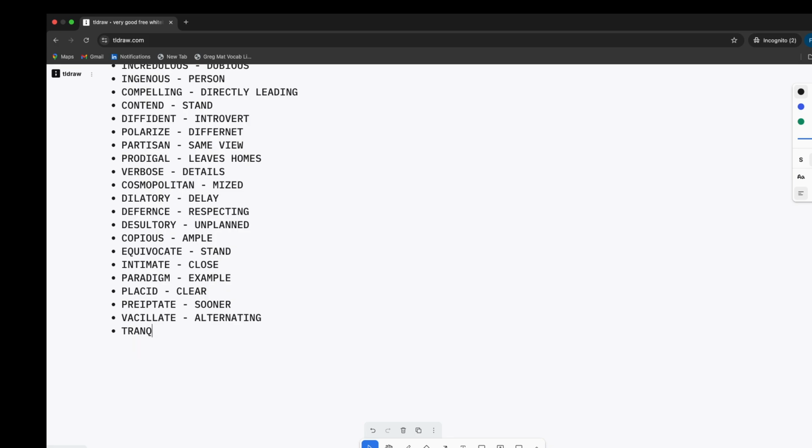Tranquilizers are given to calm the animals, right? So basically, it's calm. Scrupulous is someone who thinks a lot and does things very orderly, a very meticulous person. Prophecy is to predict the future. Pedantic is to annoy, like keep on asking annoying questions.